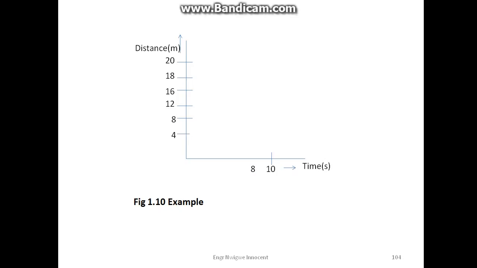Figure 110 shows that the distance is on the vertical axis while the time is on the horizontal axis. Then when the time is 2, the distance is 4 and it has to be traced to a point. When the time is 4, the distance is 8. When the time is 6, the distance is 12. Until the time is 10, then the distance is 20. They form a very straight line graph from the origin, having A, B, O as the slope.